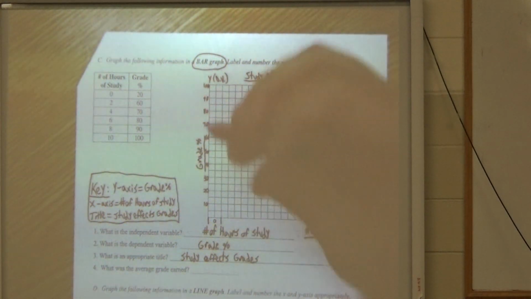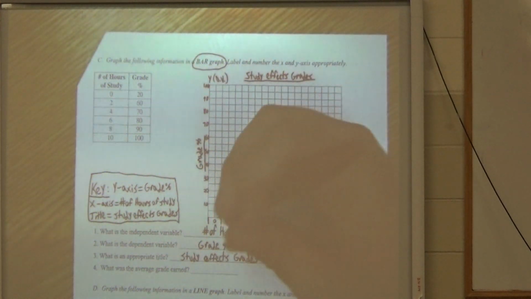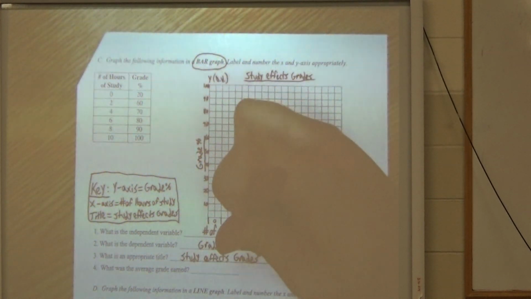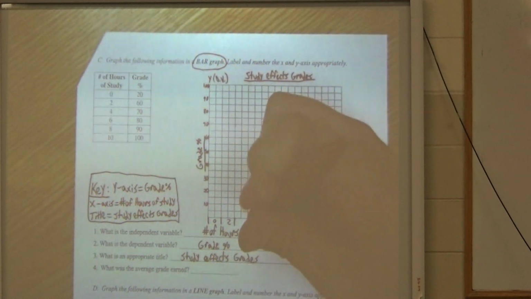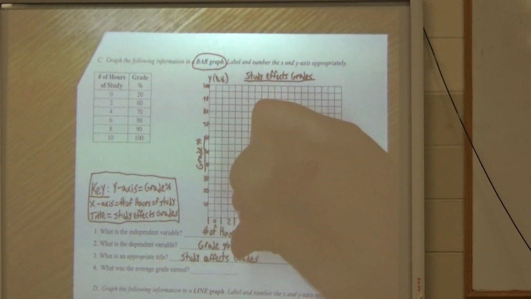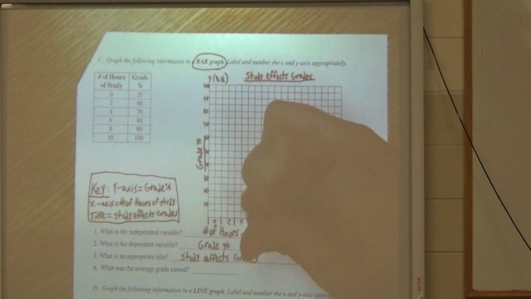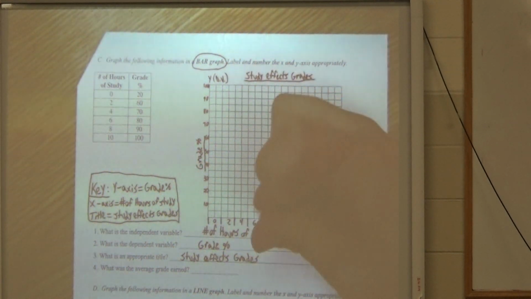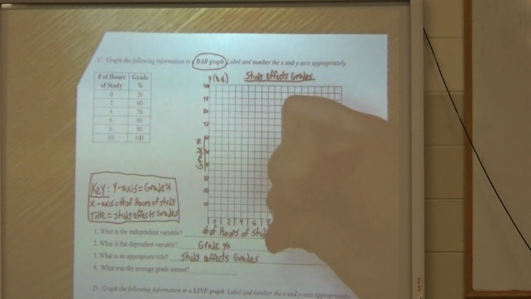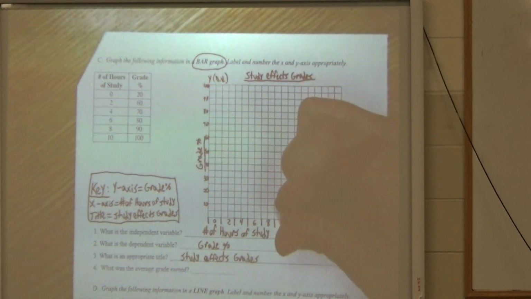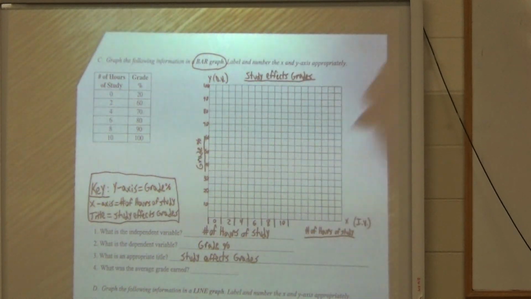The next one is the next study. So we went 2 here. Blocked it off. I did about 2 so I could actually have space to draw it. Next one's 4. 6. 8. 10. Okay?